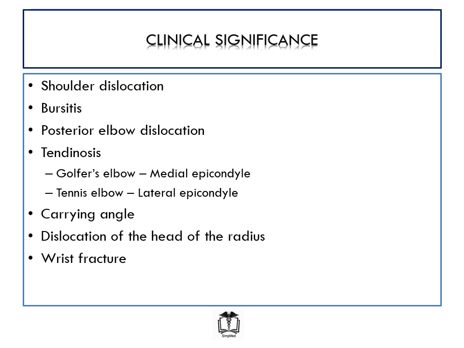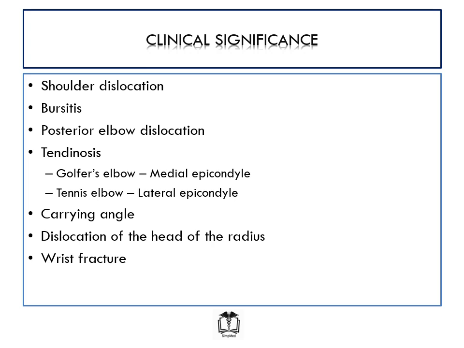Other clinical significance to pay attention to is what we call bursitis. Bursitis is inflammation of the bursas found within a joint. Remember that bursas are found in some particular joints of the upper limb, like the elbow joint and the shoulder joint. So inflammation of these bursas is what we call bursitis, and it can be very painful around that joint region.